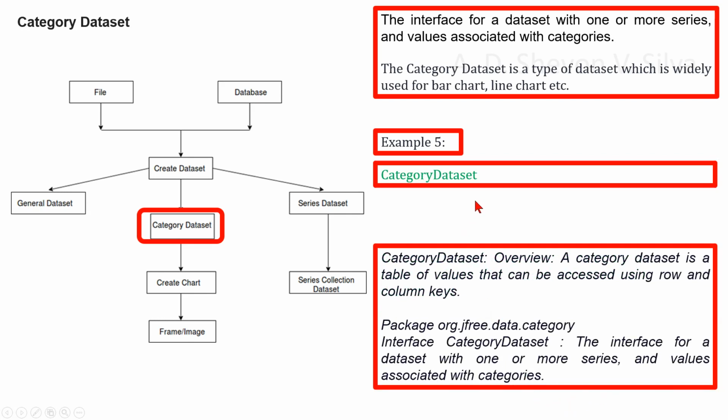Now we are considering an overview of CategoryDataset. A CategoryDataset is a table of values that can be accessed using row and column keys. Interface CategoryDataset is in package org.jfree.data.category. The interface for a dataset with one or more series and values associated with categories. This type of dataset is most commonly used to create bar charts.